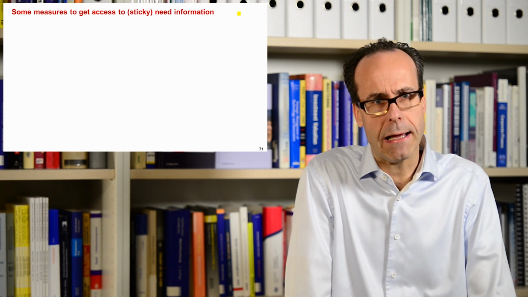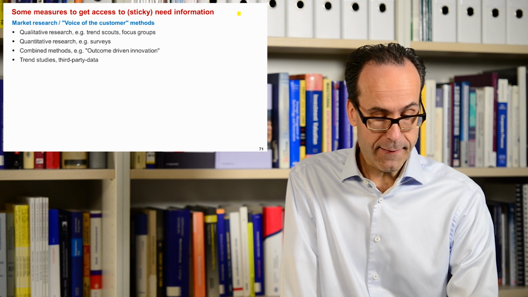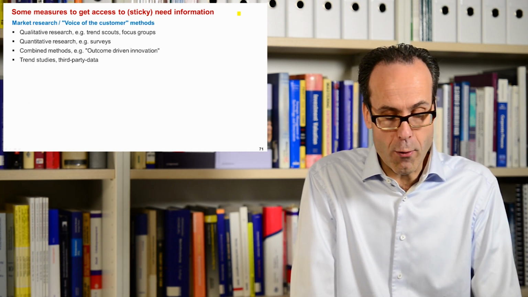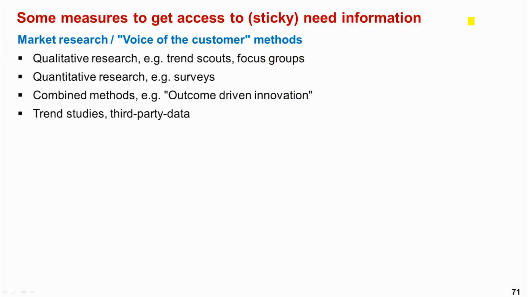So, measures to get access to sticky need information. What are companies doing? Well, on the one hand, they do market research. They ask for the voice of the customer. They can do it in focus groups, what we call qualitative research, or they can use surveys, which is quantitative research.